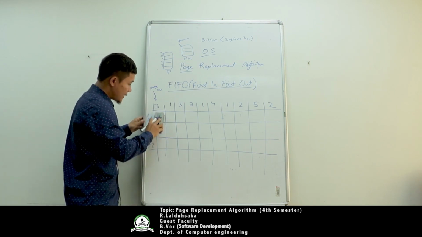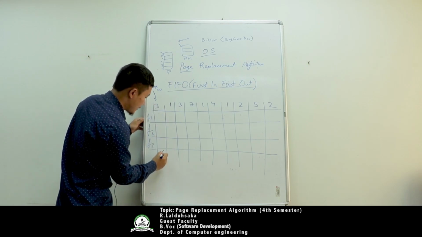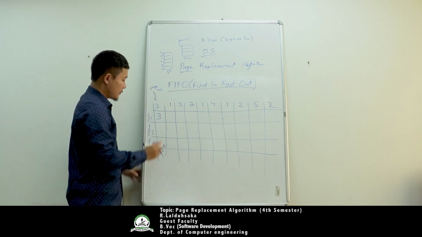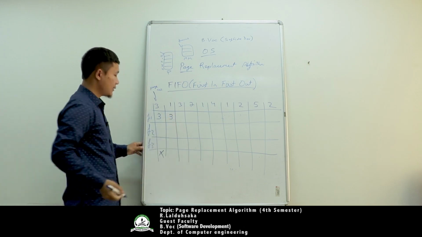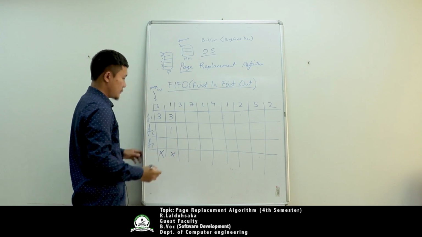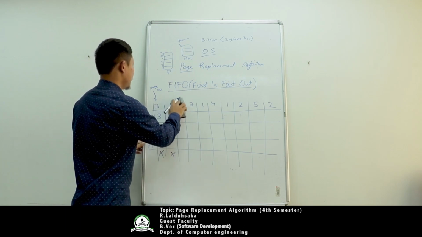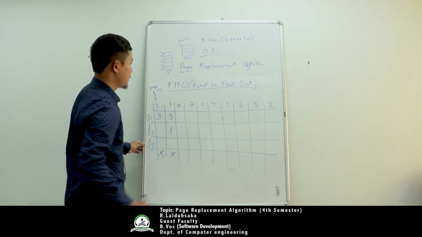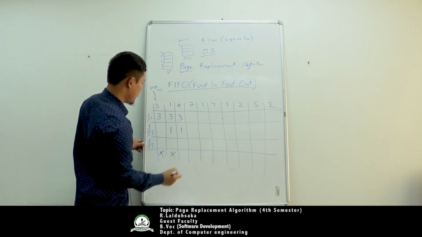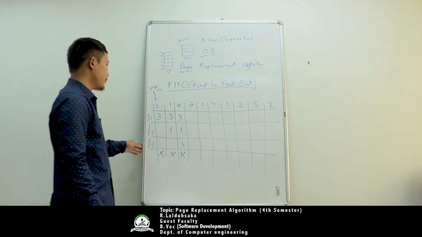Since there was nothing here, and 3 is loaded into frame 1, there is a page fault. And then 1. Frame 1 is still filled with page 3. Since there is nothing here for 1, it is a page fault. Then 4, let's say: 3, 1, and since there is still empty space, 4.